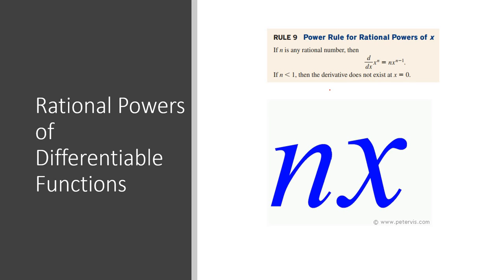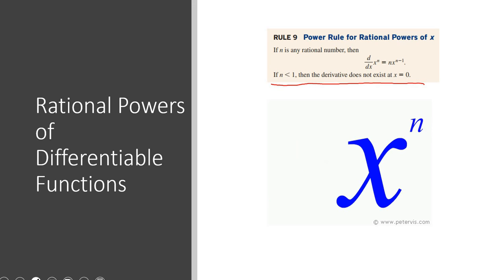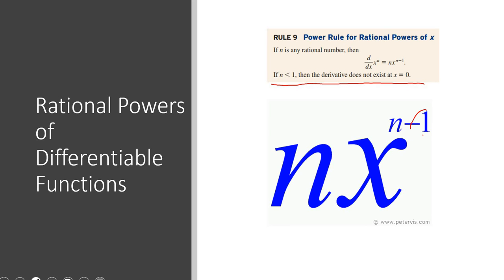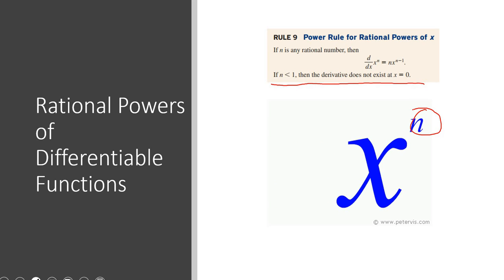The only difference is that there's a small caveat here. If n is less than 1, then the derivative does not exist at x equals 0. So that means if the exponent up here has a value of less than 1, then at x equals 0 there is no derivative, it's undefined. And we can take a look at what this looks like graphically.